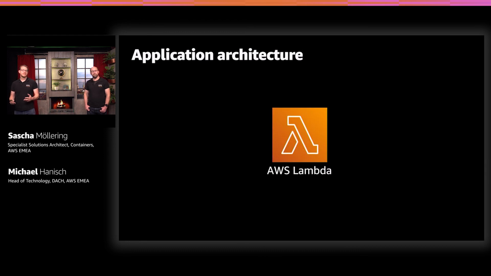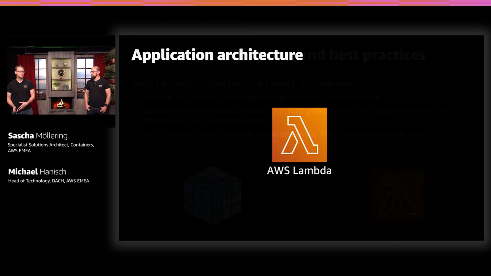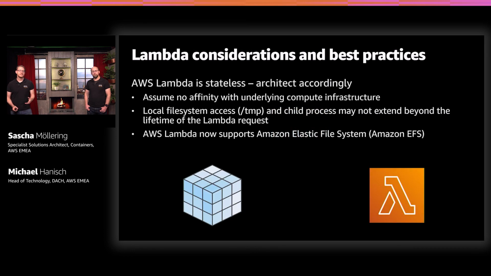AWS Lambda is basically serverless compute. And Lambda runs your code without provisioning or managing servers. So you pay only for the compute time you consume. We already discussed being stateless. But what does being stateless mean in the context of Lambda?